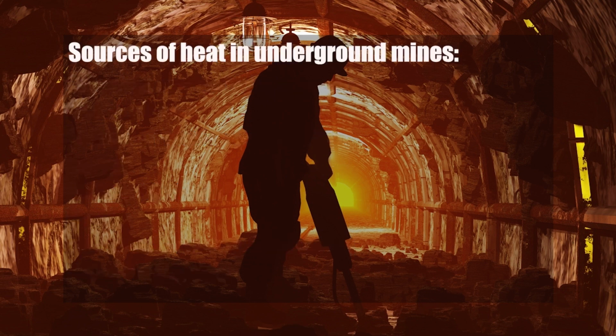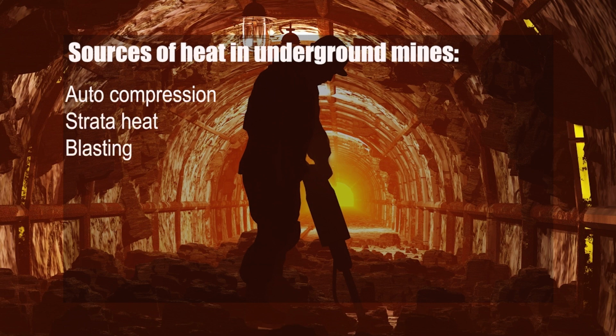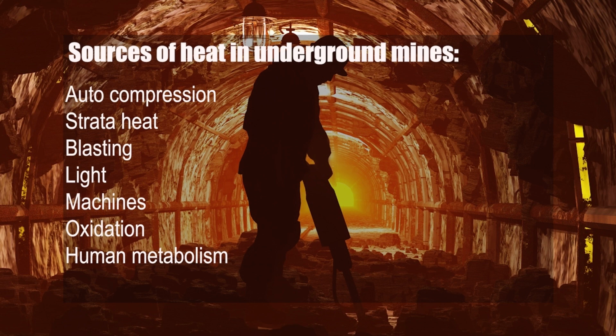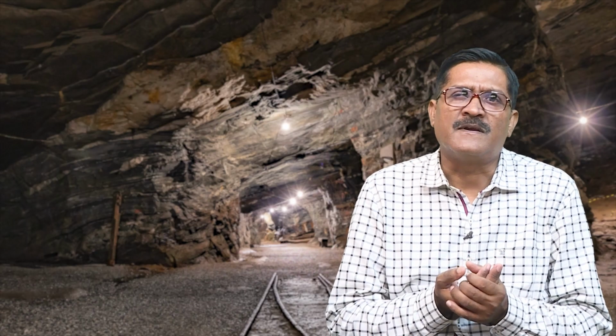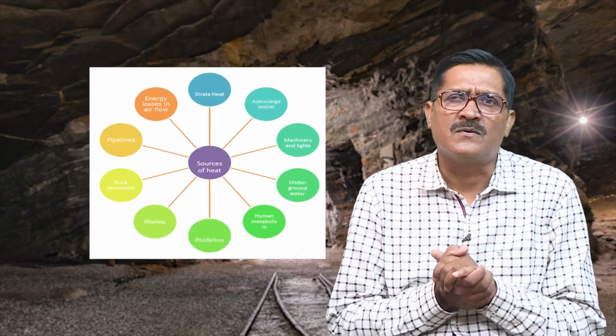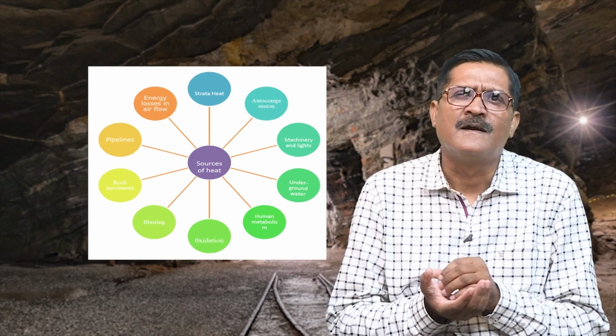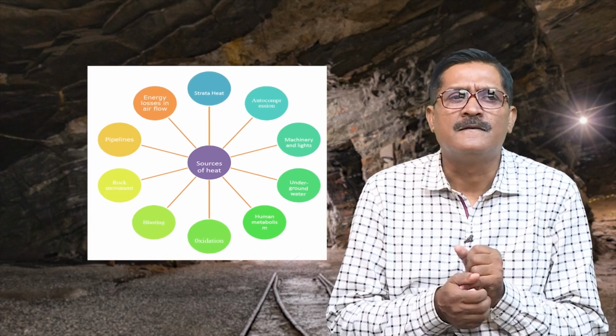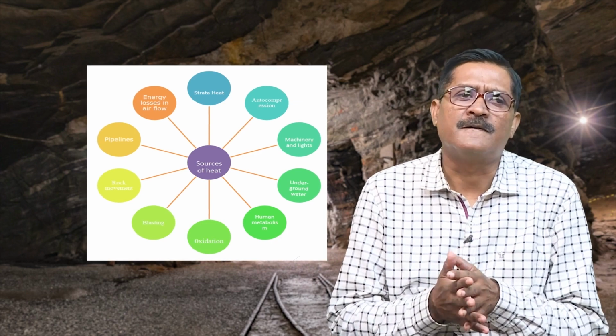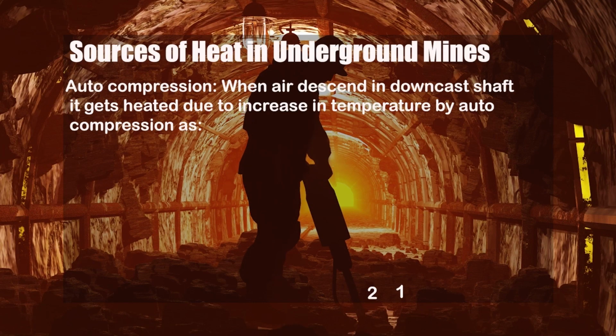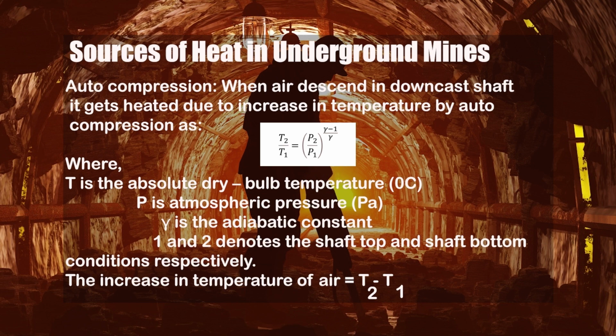Sources of heat in underground mines: first of all auto compression, strata heat, blasting, light, machines, oxidation and human metabolism. It is represented by a diagram. You can see in the center the sources of heat, and on the periphery the various parameters that cause the sources of heat in underground mines and in surface mines.